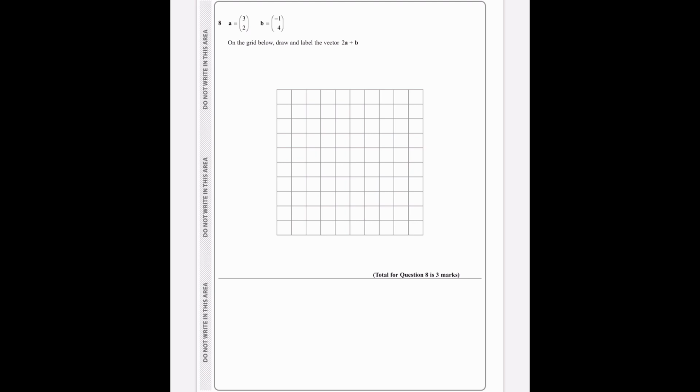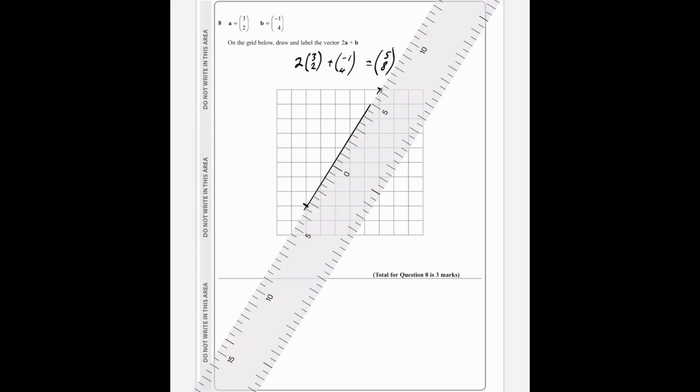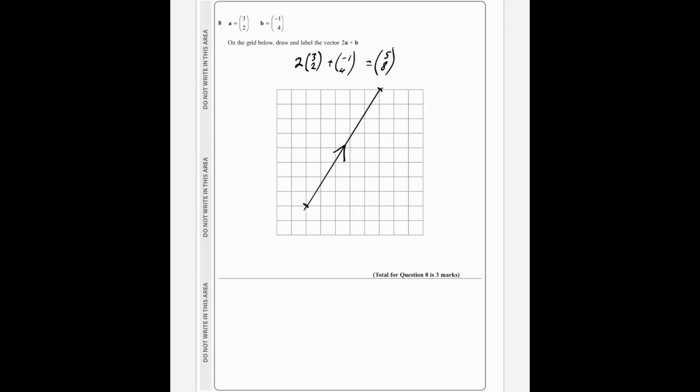Two lots of A plus 1 lot of B, that's 2 lots of 3 over 2 plus minus 1 over 4 is 5, 8. So we need a vector that goes 5 places to the right and 8 places up. So as long as you pick somewhere low enough in the bottom left, count 5 to the right, count 8 places up, join them up, there's your vector 2A plus B.